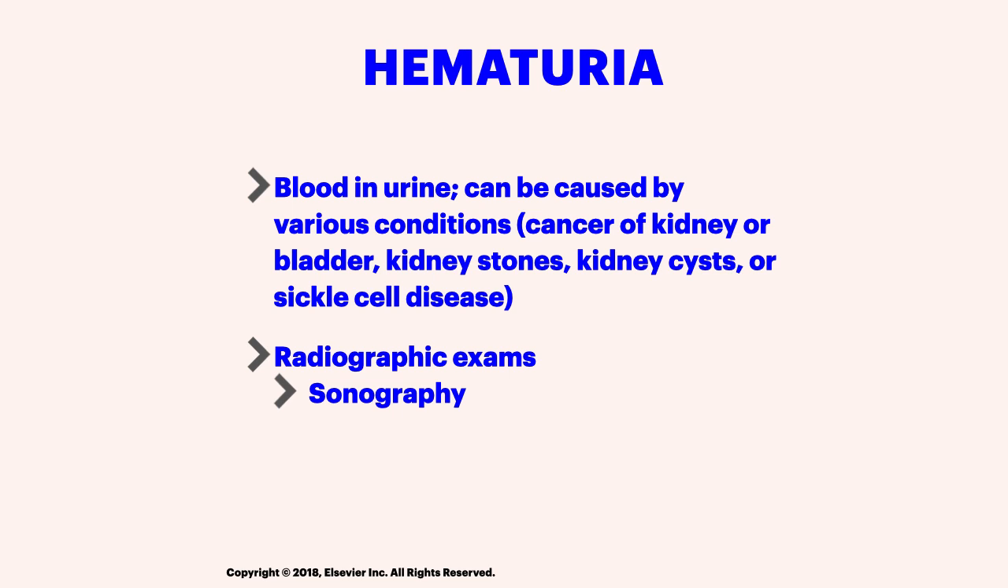Hematuria, blood in the urine, can be caused by various conditions: cancer of kidney or bladder, kidney stones, kidney cyst, or sickle cell disease. You're going to view that on an ultrasound.